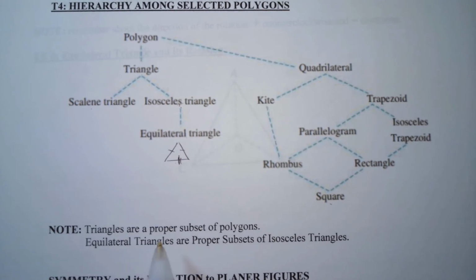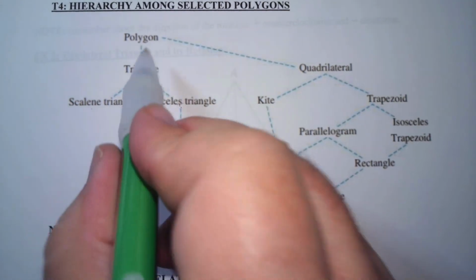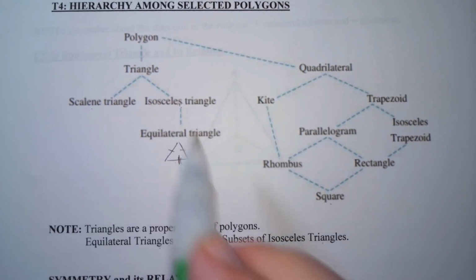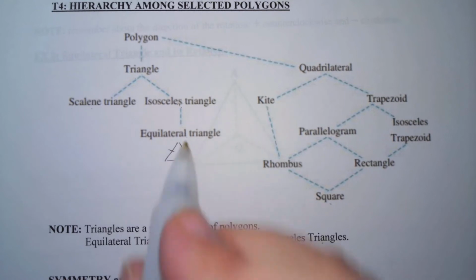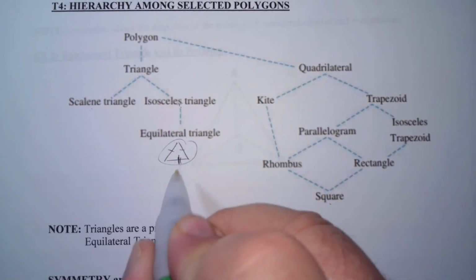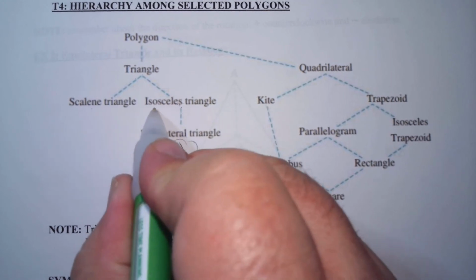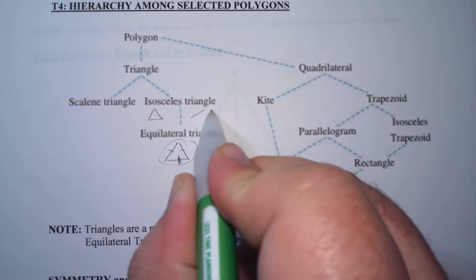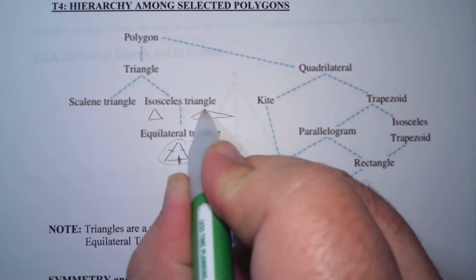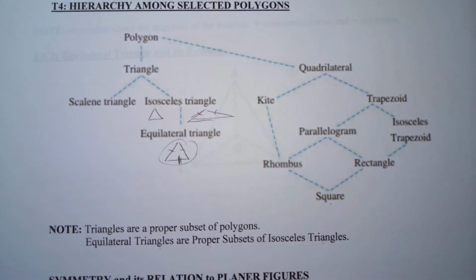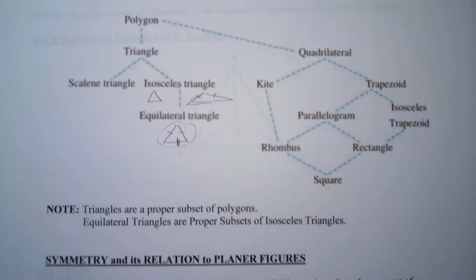Triangles are a proper subset of polygons. Yeah, it's a proper subset. Equilateral triangles are proper subsets of isosceles triangles, because this one triangle can fit into this one. Isosceles, it could be equilateral, or it could be an isosceles triangle.